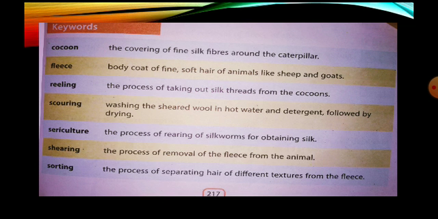First one: what are cocoons? The covering of the fine silk fibers around the caterpillar is called cocoon. I told you that whenever a caterpillar feeds on the mulberry plants, later on when it grows into an adult, it starts secretion of a chemical, and that chemical solidifies and wraps around the insect, and finally it forms the cocoon.